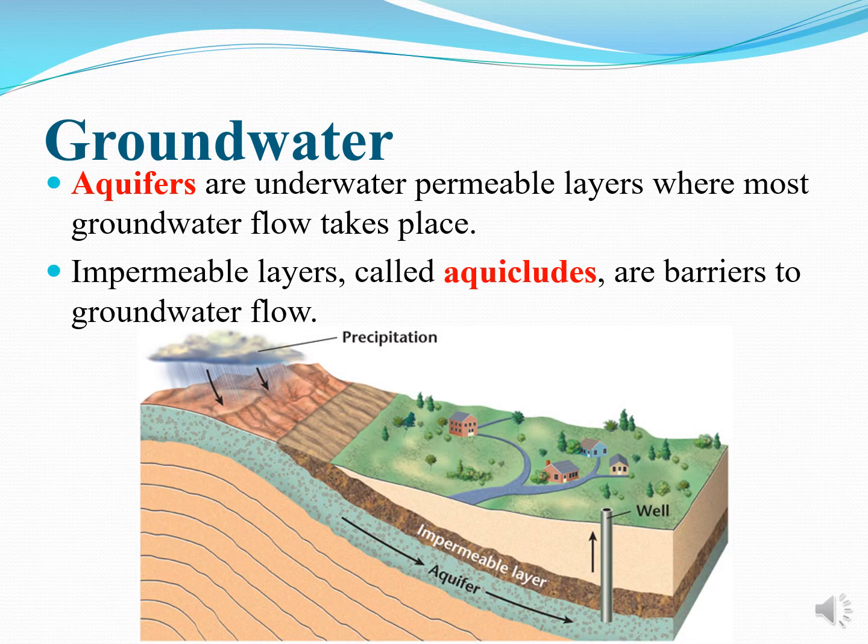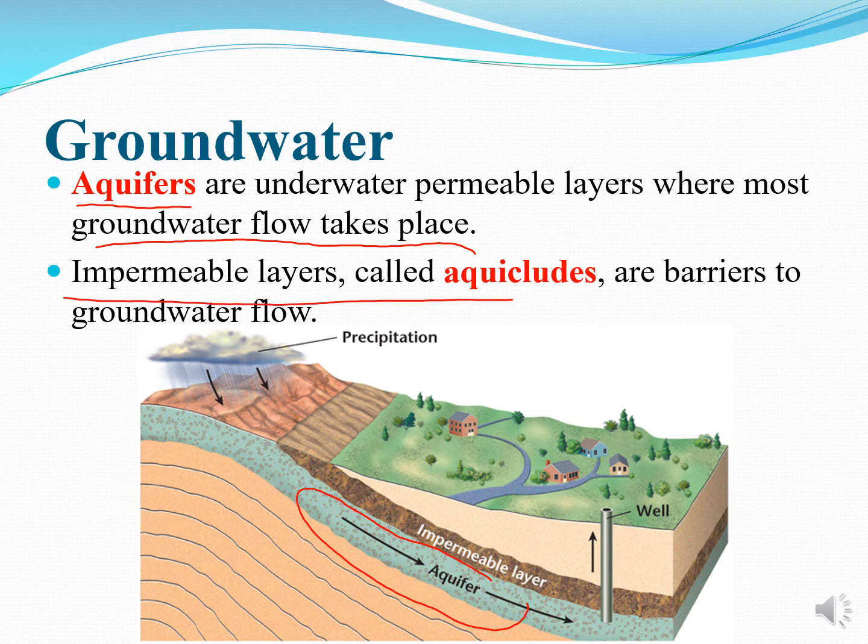So aquifers. They are underground permeable layers where most of the groundwater flow takes place. Okay, so we have the different levels, but you see the aquifer here is right under the impermeable layers, which are called aquitards, and they are barriers for the groundwater flow. Okay, it kind of helps separate the water from the dirt. I don't think you want to be drinking water that has a lot of dirt or sand in it.